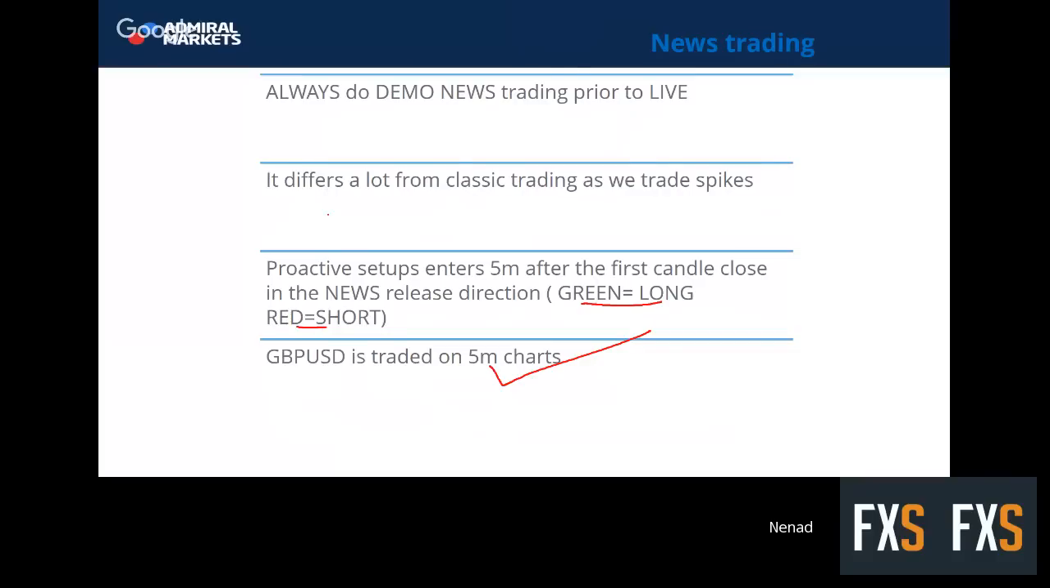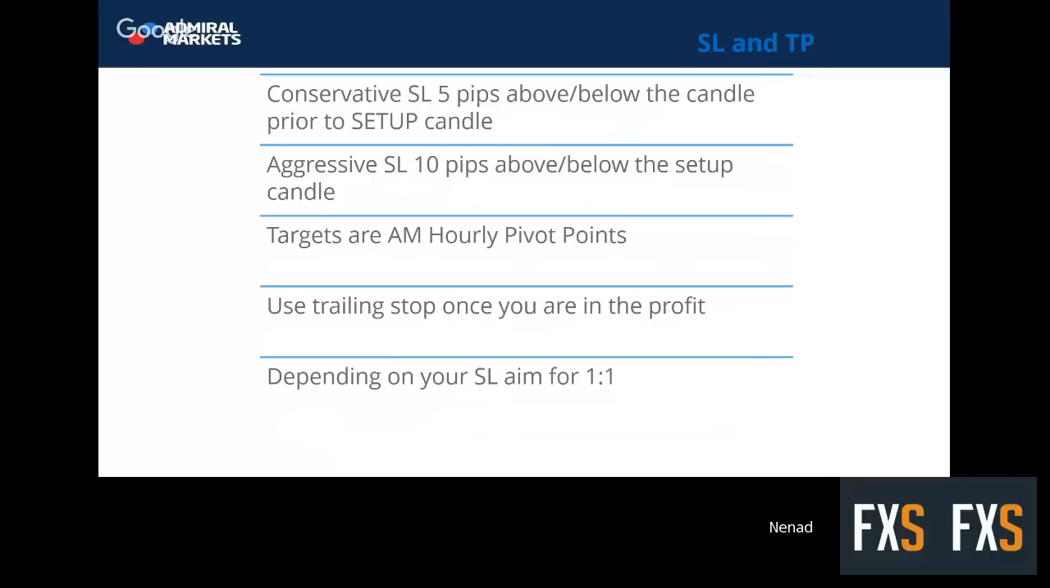Okay. Now, conservative stop loss goes 5 pips above or below the candle prior to setup candle. Aggressive stop loss goes 10 pips above or below the setup candle. Targets are Admiral Markets hourly pivot points, but I also suggest that you use trailing stop once you're in profit, and depending on your stop loss, aim for 1-to-1.